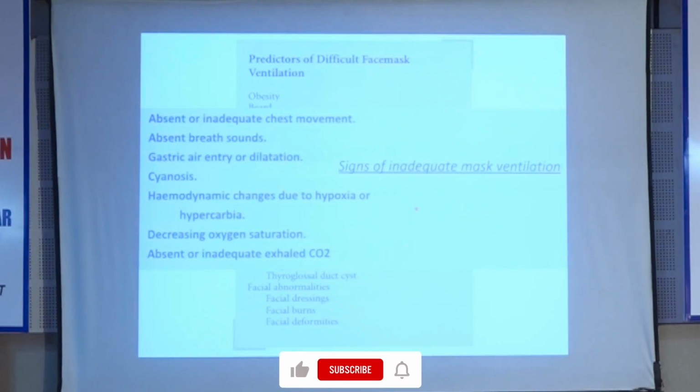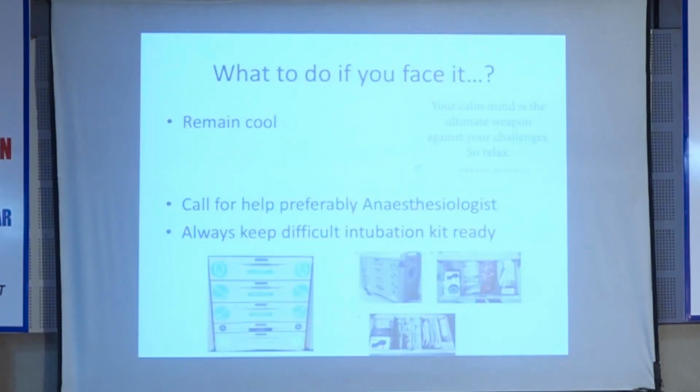What are the signs of inadequate face mask ventilation? They are very, very important when you are working. There is absent or inadequate chest movement, absent breath sounds, the patient is developing cyanosis. Instead of chest expansion, the stomach is inflating, and there is gastric ballooning. There are hemodynamic changes of hypoxia, the patient is not maintaining saturation, or exhaled CO2 is not visible on the capnograph. These are all signs of inadequate mask ventilation, where you are likely to land in soup and face complications.